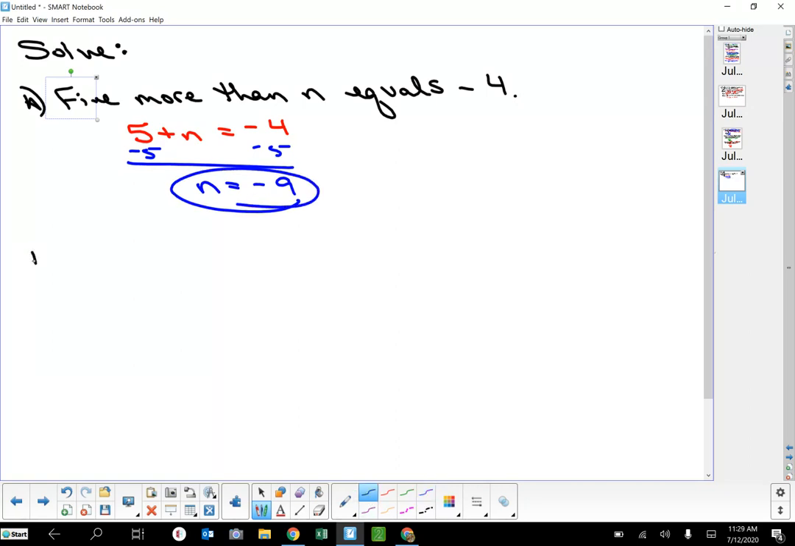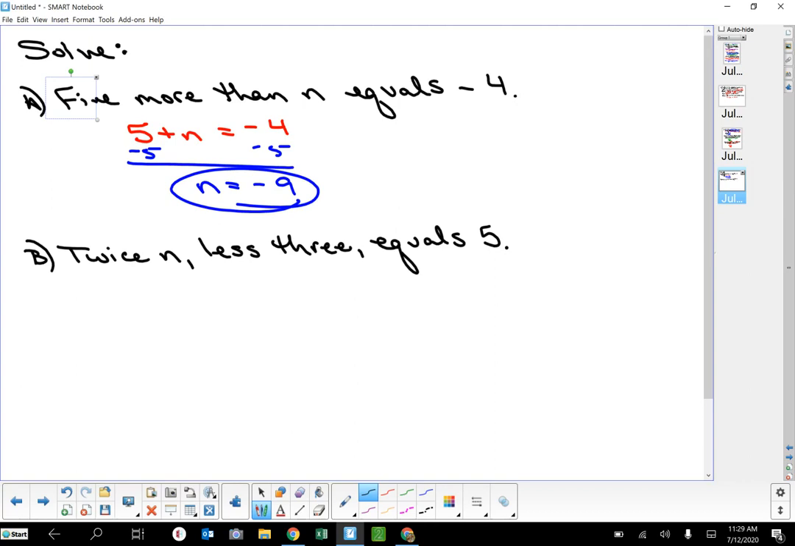I'm starting with these fairly straightforward, right? So that you know how I am. I start easy, and then I make things much more difficult as we go. So this one is weird. It says twice n less 3 equals 5.